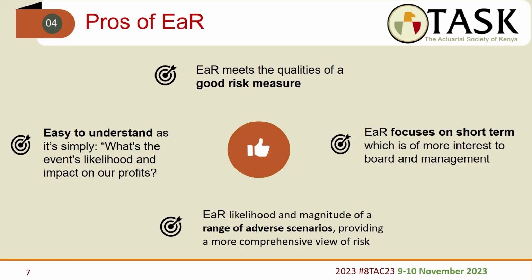The other advantage is that it's easy to understand. What we're saying here is, what is the likelihood of something happening, and how does it impact us? Is it easy to understand so far? We are saying simply, what is the likelihood of an event that could happen in a 1 in 10 year period happening to us, and what's the impact on our P&L or on our profits? So it's easy to understand, even when you're taking management through it.